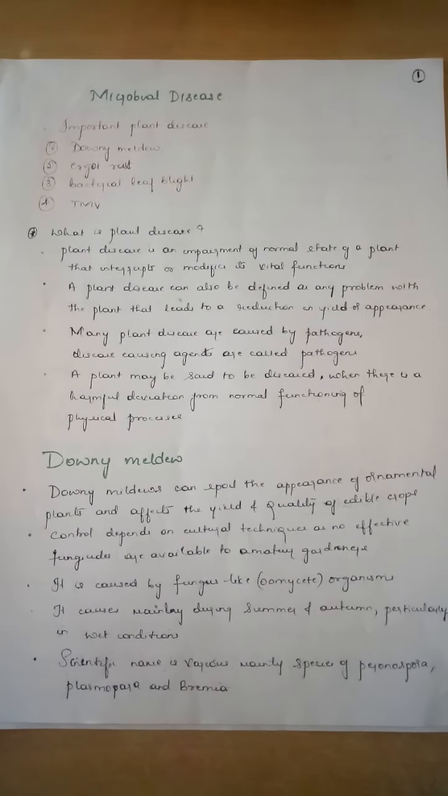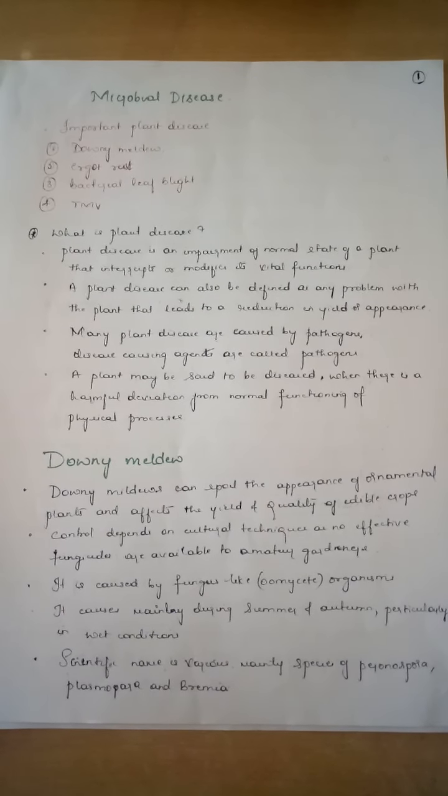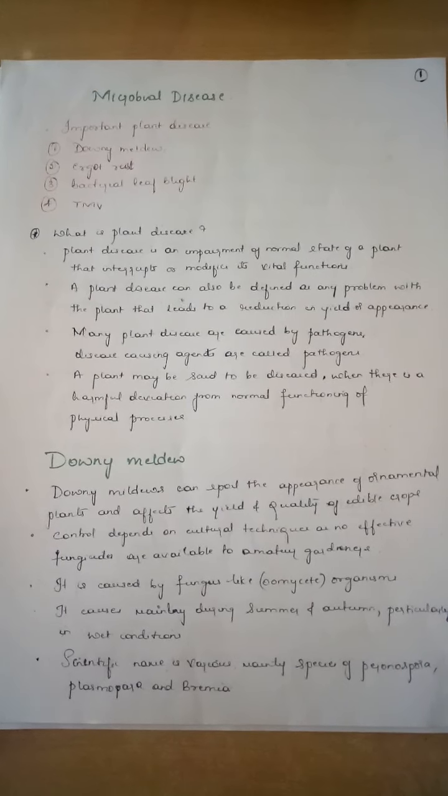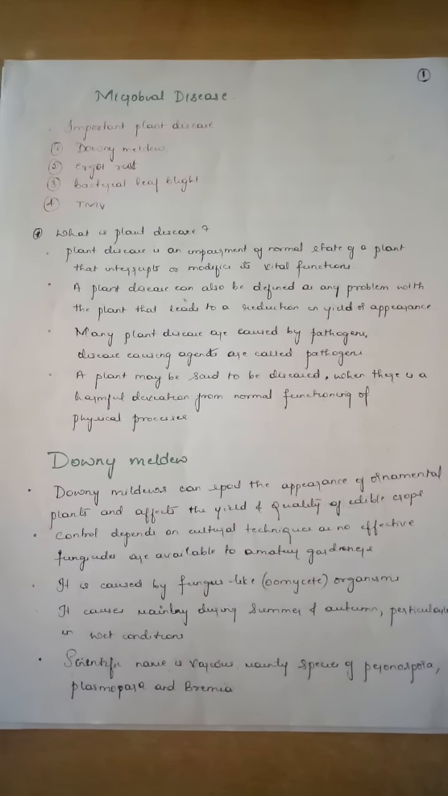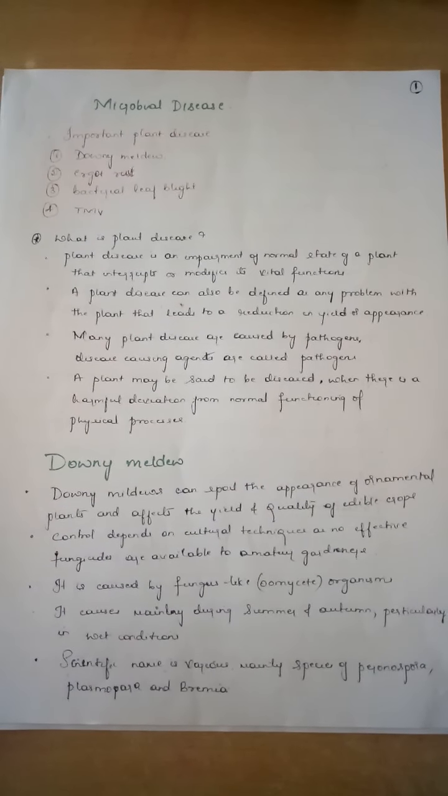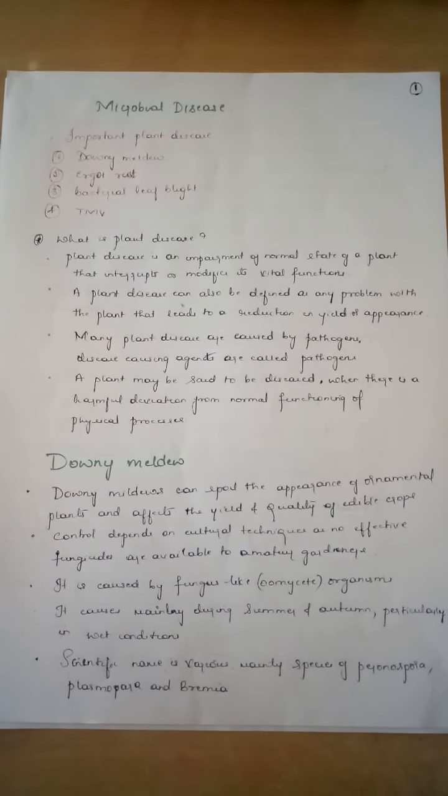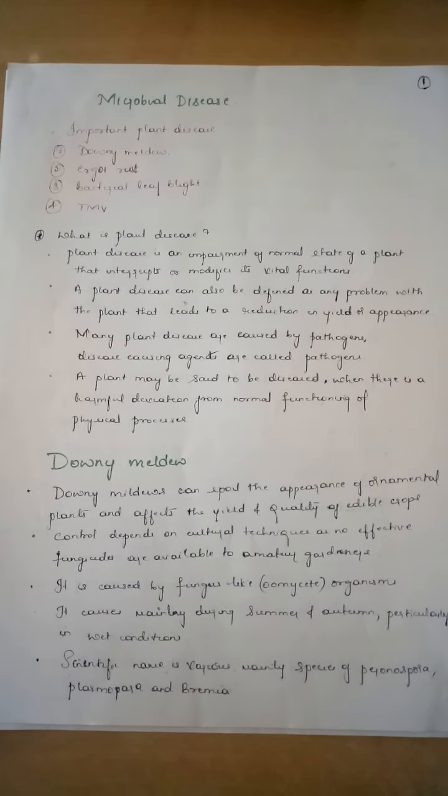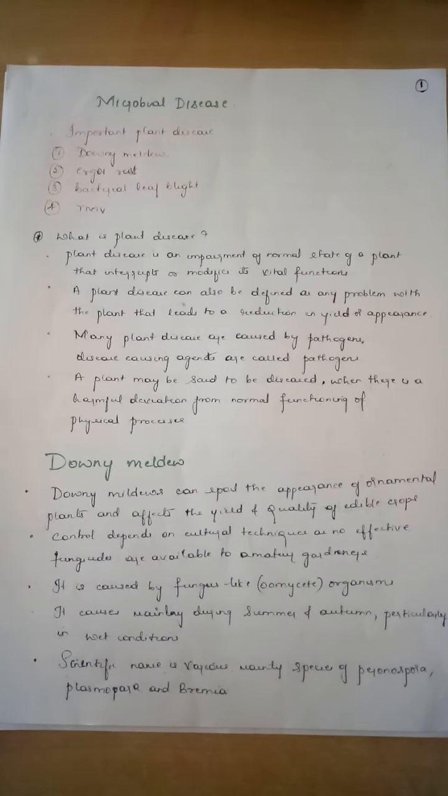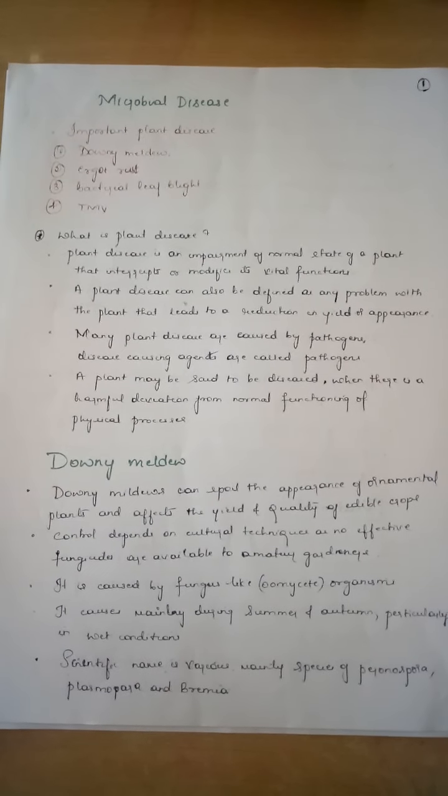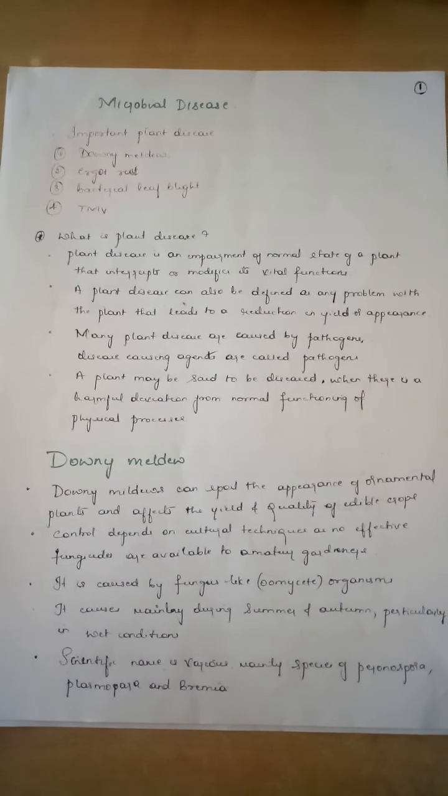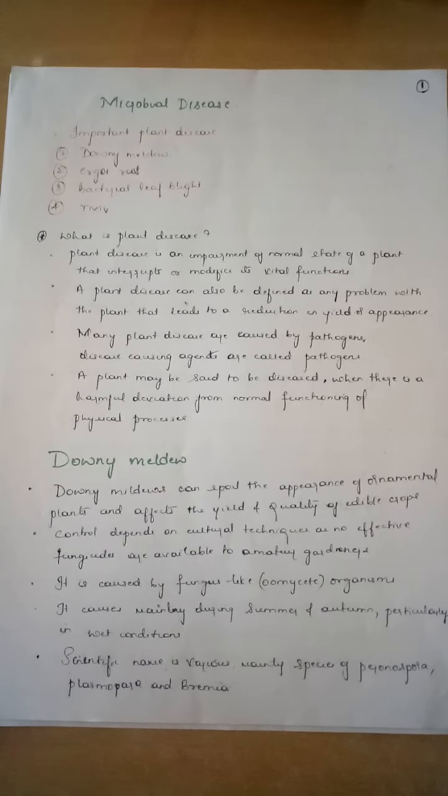So what is plant disease? Plant disease is an impairment of the normal state of a plant that interrupts or modifies its vital functions. A plant disease can also be defined as any problem with the plant that leads to reduction in yield or appearance. Many plant diseases are caused by pathogens. The disease-causing agents are called pathogens. A plant may be said to be diseased when there is a harmful deviation from normal functioning of physical processes.